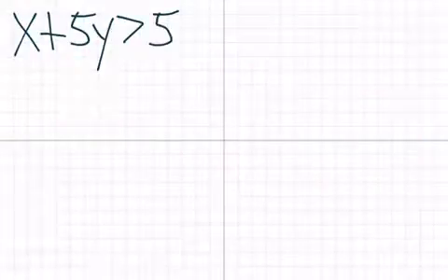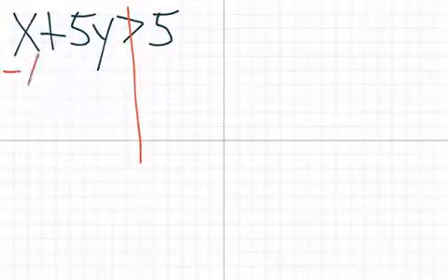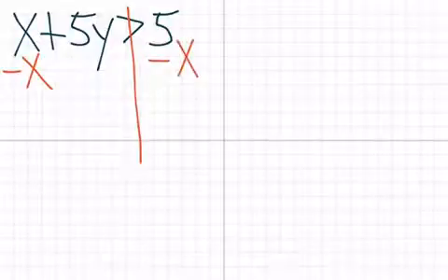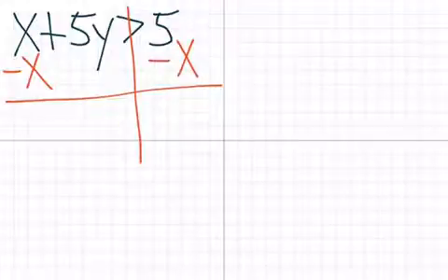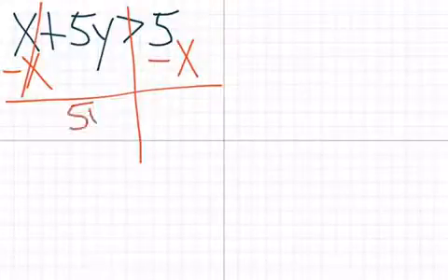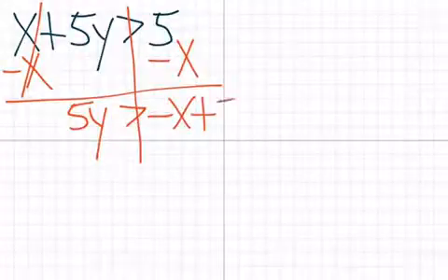Okay, here's my second one, my second inequality. This one is not solved for y. So the first thing I have to do is put it in slope-intercept form, or solve for y. So the opposite of a positive x would be a negative x. These x's will cancel. Now I have 5y is greater than negative x plus 5.